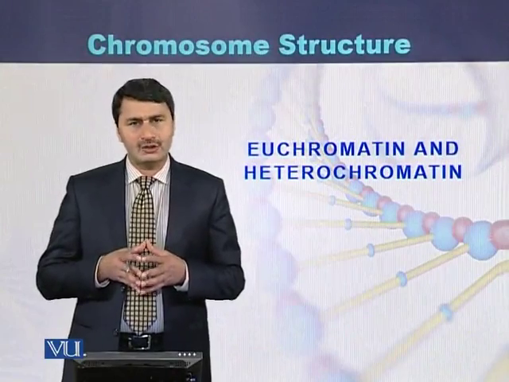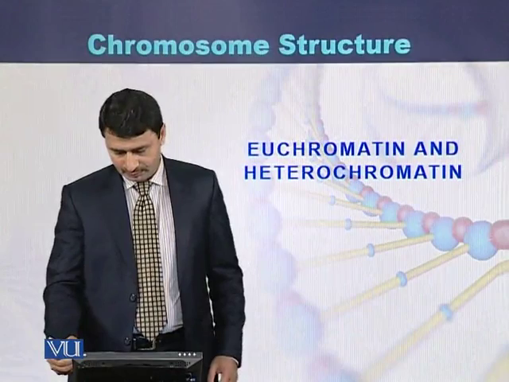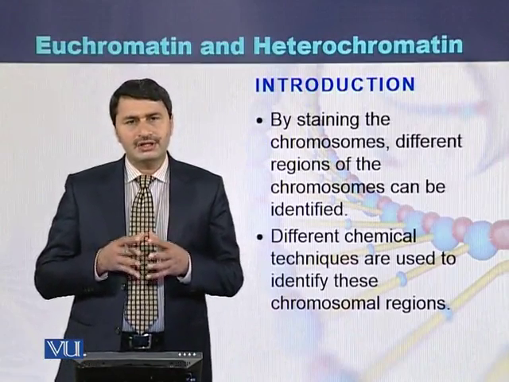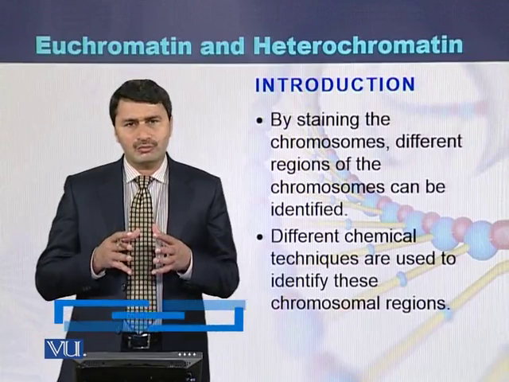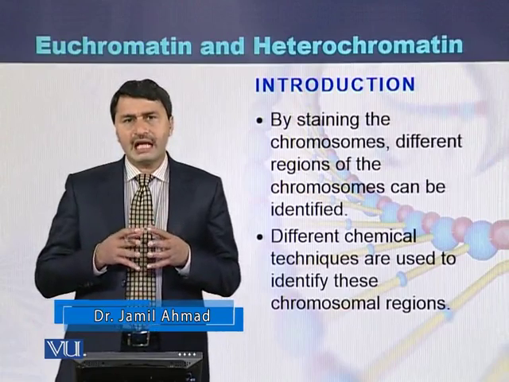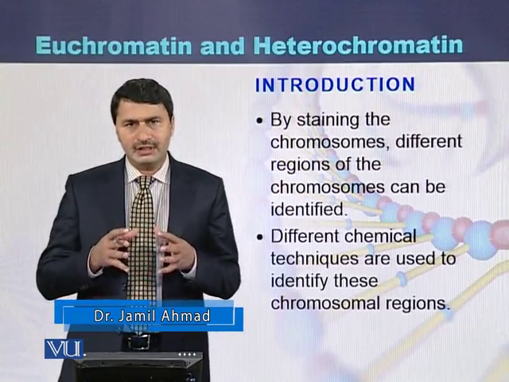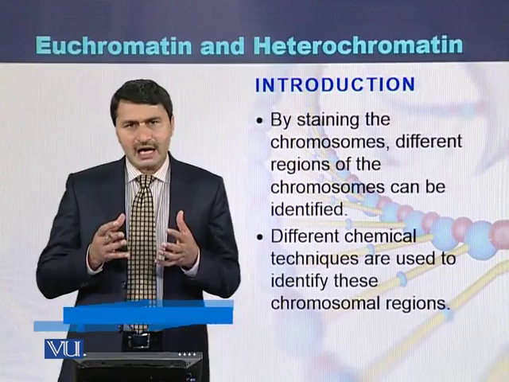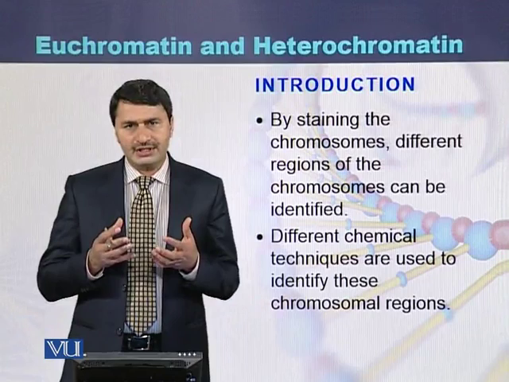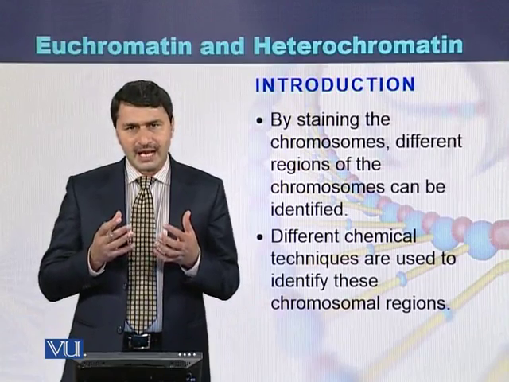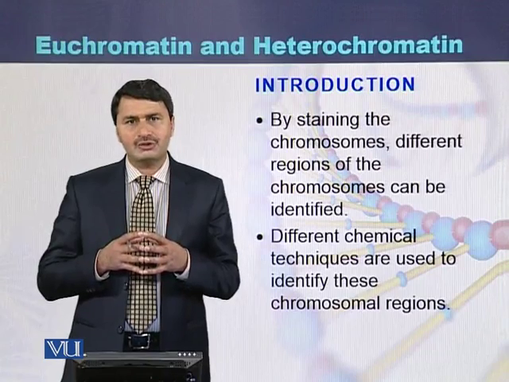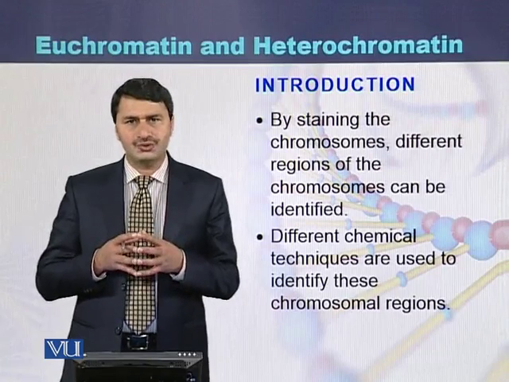Euchromatin and heterochromatin. By staining the chromosomes, different regions on the chromosomes can be identified. Different chemical techniques have been invented that are used to stain the chromosomes, and different regions or different bands on the chromosomes can be studied according to the technique which is used.